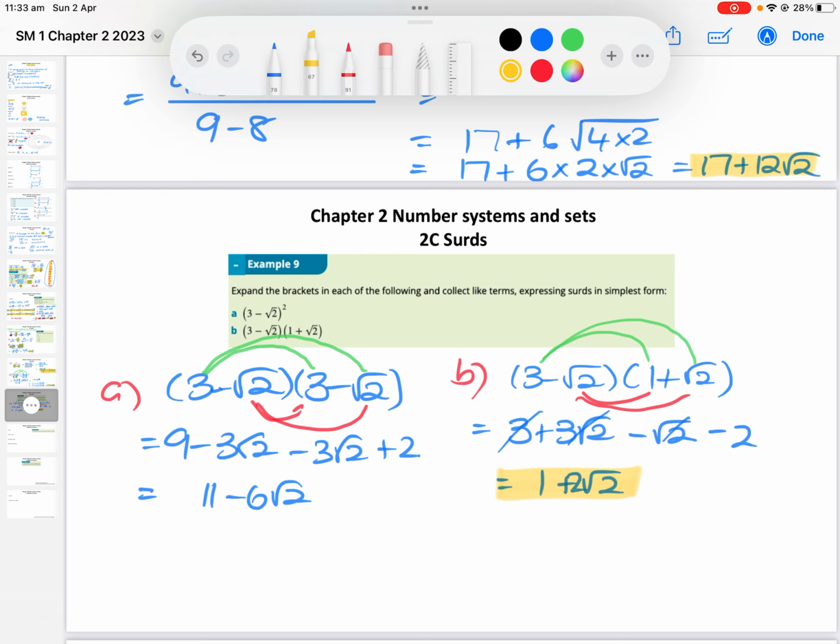All right, so that's the end of 2C. There's lots in exercise 2C, so I'll give you a couple lessons to do that. And I will get on to 2D next time.